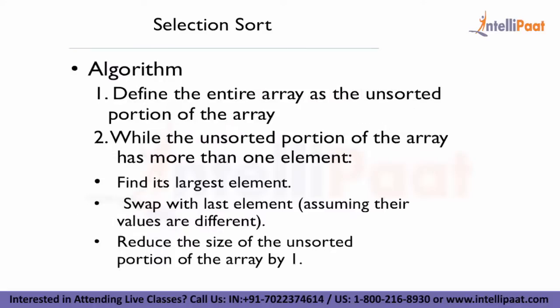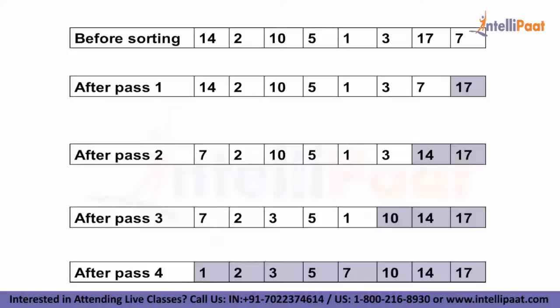So this is the algorithm of selection sort. Define the entire array as the unsorted portion of the array. While the unsorted portion of the array has more than one element, that means we have some elements in the unsorted array, find its largest element, swap the largest element with the last element, and reduce the unsorted portion of the array by 1. So this is a looping behavior where we find the largest element from the unsorted portion of the array, replace it with the last element, and then our array is reduced by 1. We continue this process until we don't have any element in the unsorted portion of the array. So this is how sorting will work.